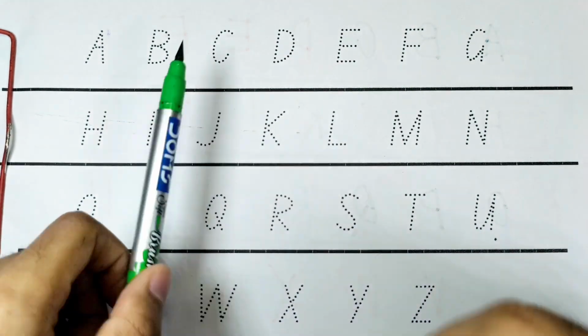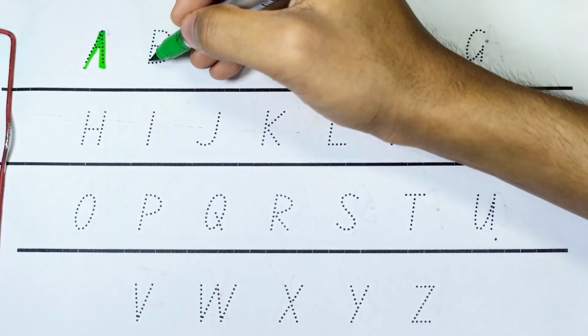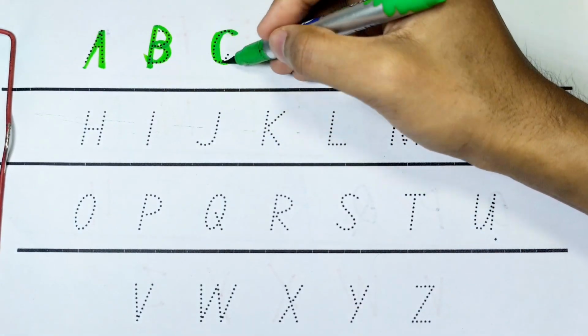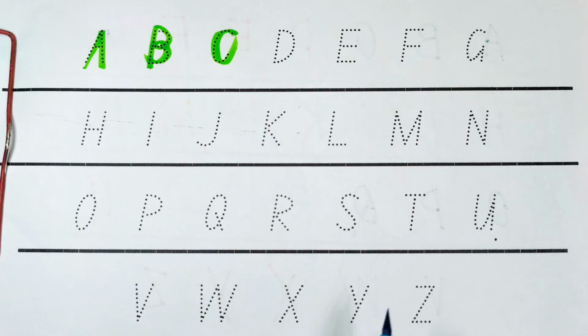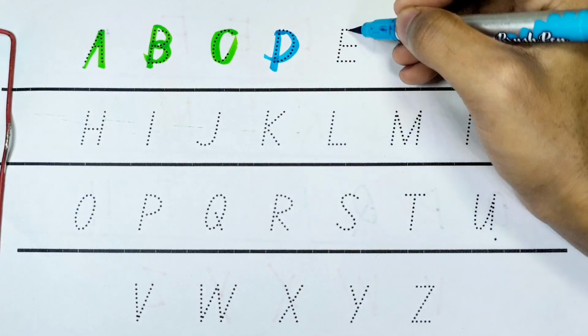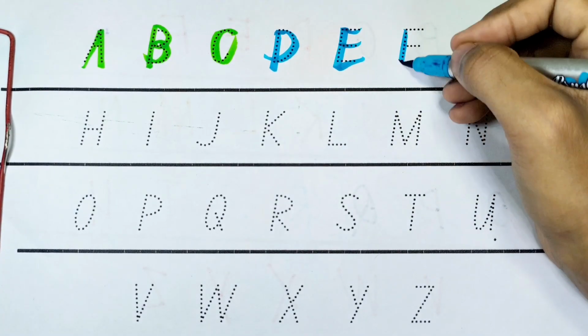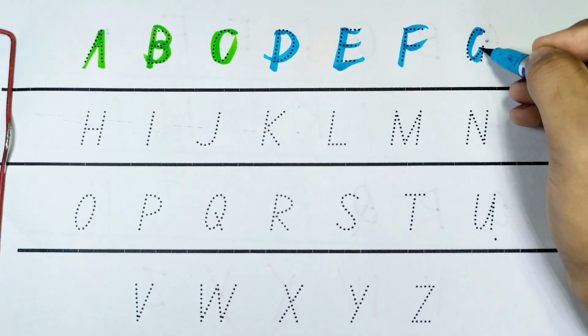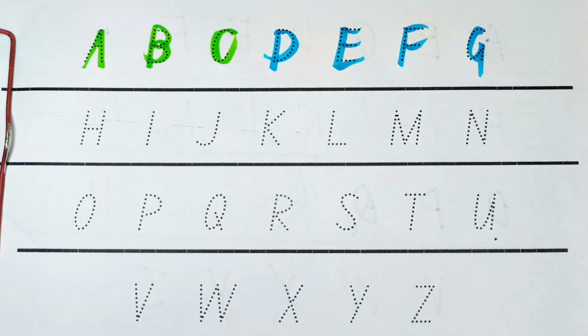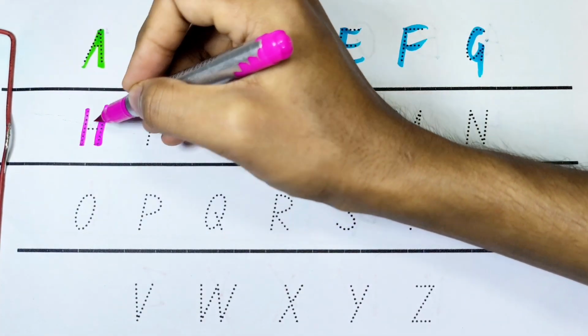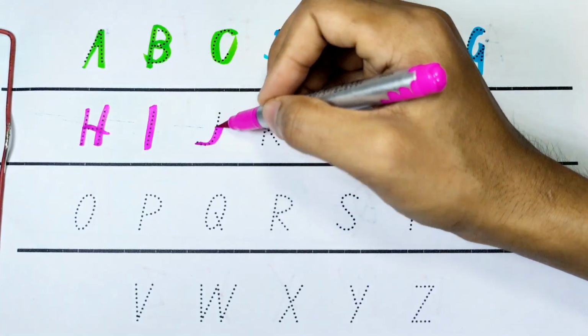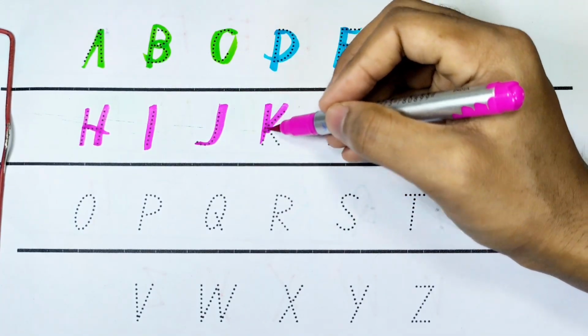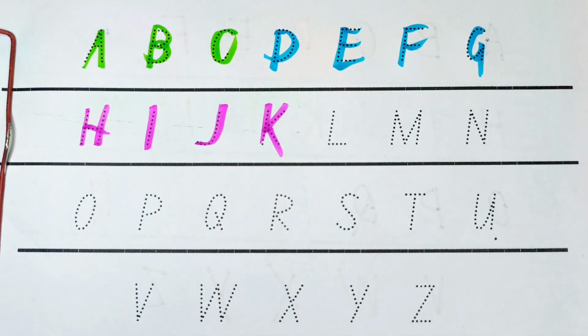A for apple, A for ant. Stay with us. A, B, C, C for cat, D for dog, E for elephant, F for fish, F for fan, G for God, H for hand, I for eyes, I for ice cream, J for joker, K for kite, K for kangaroo.